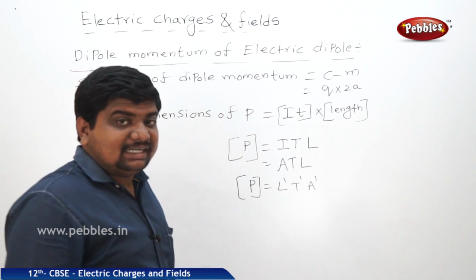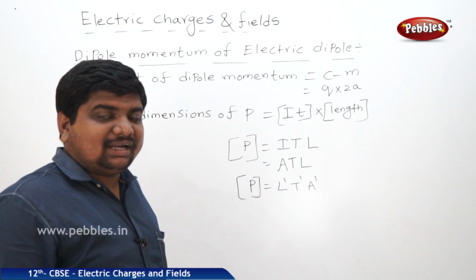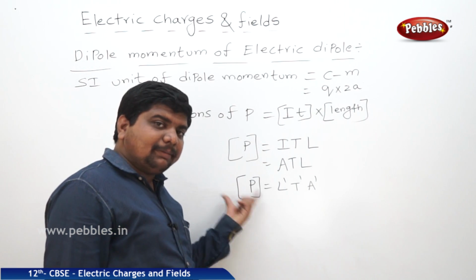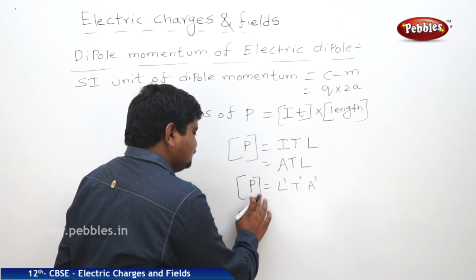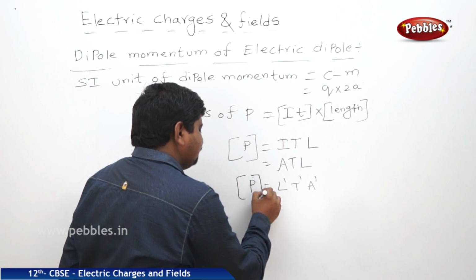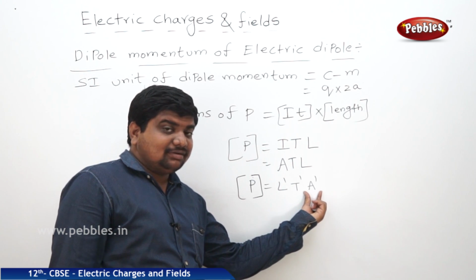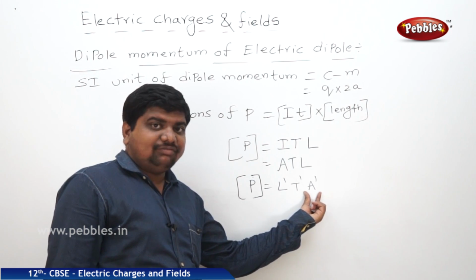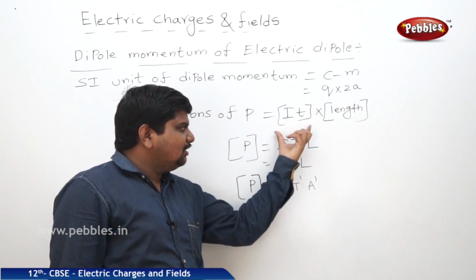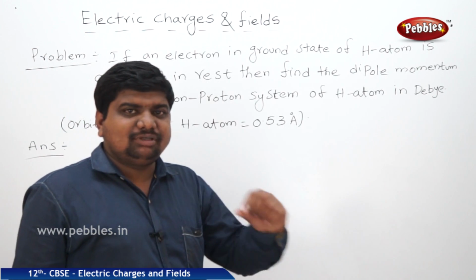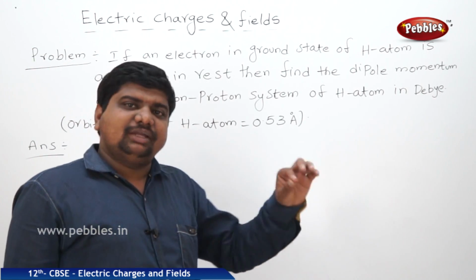This is the dimensions of P, or dimensional formula, or dimensional symbol of dipole momentum. These brackets represent the dimensional status of a physical quantity. Length power 1, time power 1, A power 1, where A is equal to ampere, nothing but the SI unit of current, where Q is equal to IT. From this one we are deriving like this. Now we are going to discuss one sample problem on the concept of dipole momentum.